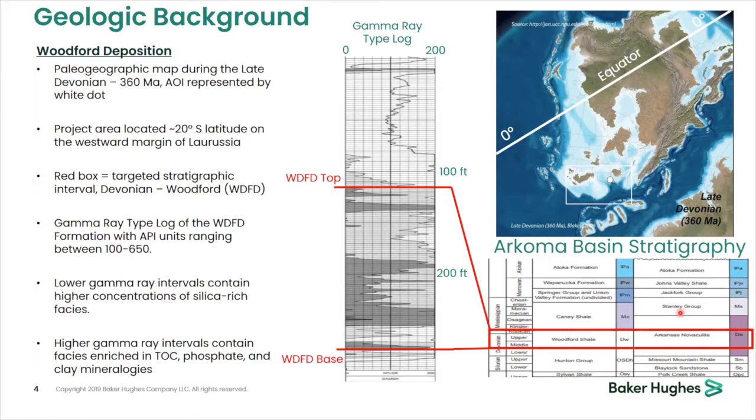So on the left, we zoom in on a gamma ray type log for the Woodford Formation, which can exhibit API units ranging from 100 to 650. And so traditionally, the formation is broken into these three informal members that have been discussed as the upper, middle, and lower. However, within the industry, most operators tend to have their own nomenclature and divisions. And so in general, though, the lower gamma ray intervals contain higher concentrations of silica-rich facies, while the higher gamma ray intervals contain facies enriched in TOC, phosphate, and clay mineralogies.